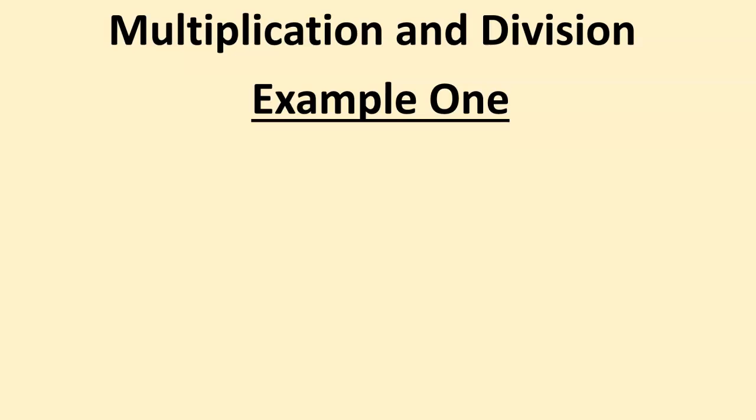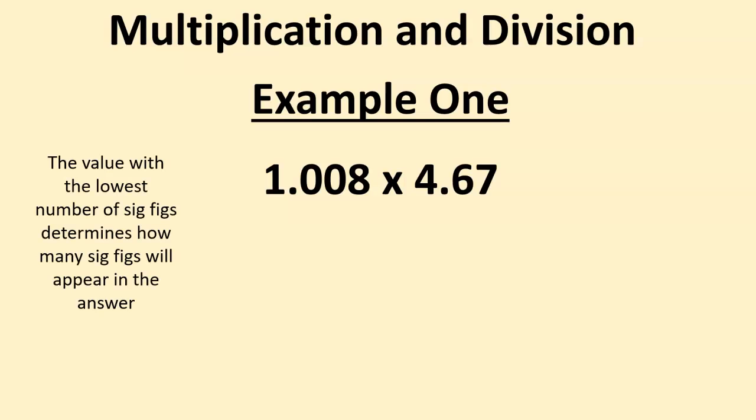Let's talk about multiplication and division for just a minute. I told you when we first started the video that the rules do change for multiplication and division, and a lot of students find multiplication and division a little bit easier to comprehend than the addition and subtraction, while they are both fairly easy to understand if they're explained to you properly. So let's just start with the first one, 1.008 times 4.67. Well, the value with the lowest number of significant figures is going to tell you how many significant figures you're going to have in your answer.